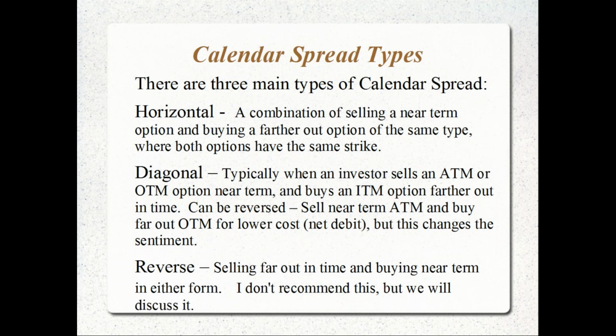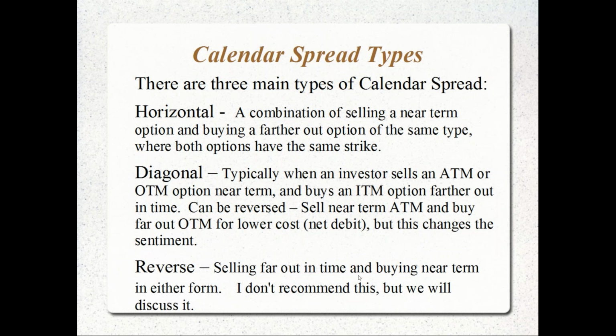As I mentioned, this can be reversed. An investor could sell a June call and then buy, so for example, sell a June 52.5 call and buy an April or a March 55, 57.5, or 60. We'll explain all of that, why you'd use one over the other as well. And in general, the reversals are exactly what they say they are. You sell far out in time to buy near term. I don't recommend this. We're going to discuss it.